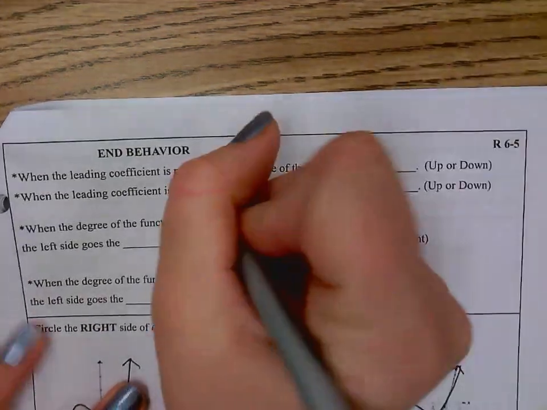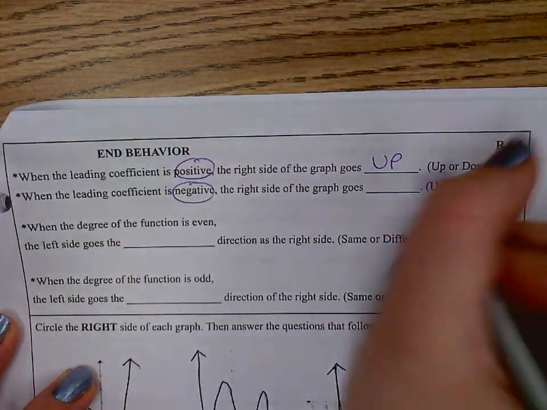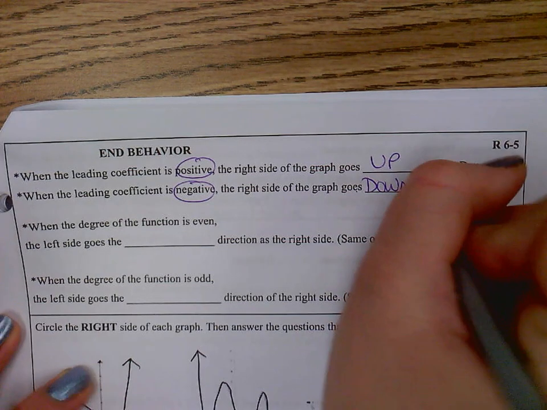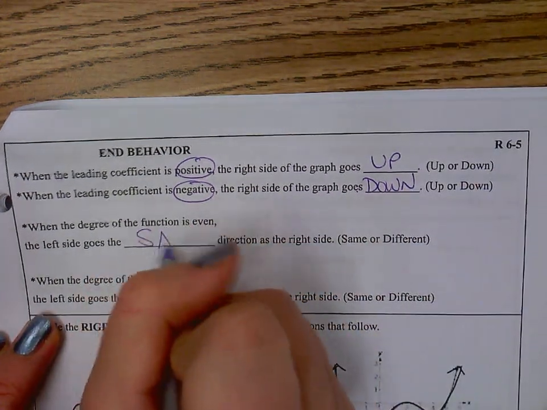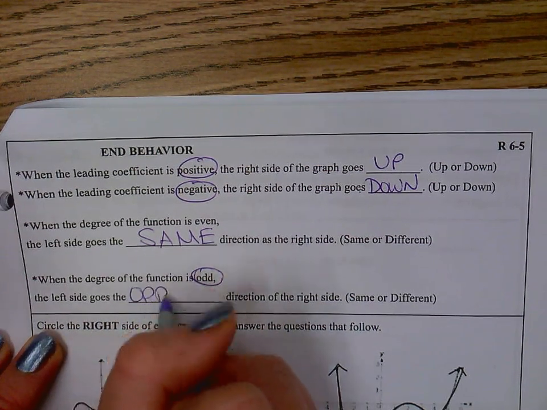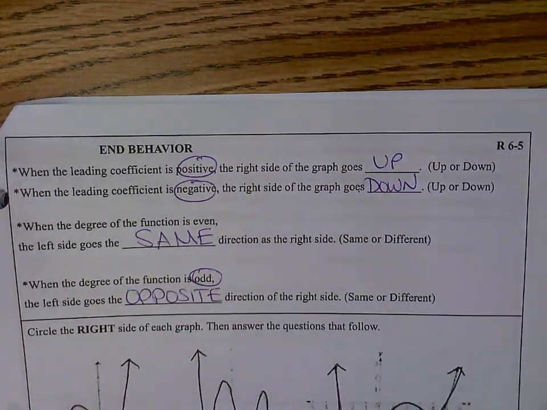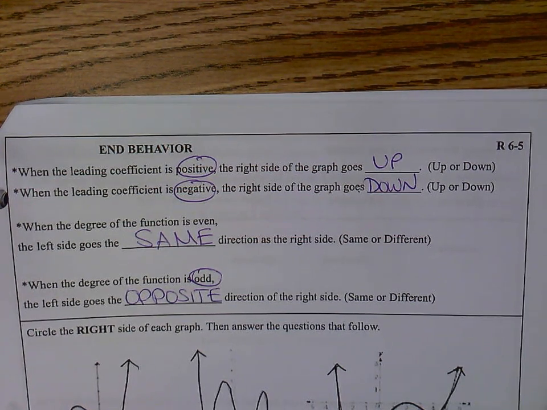If the leading coefficient is positive, the right side goes up. If it's negative, it goes down. When the degree is even, they go in the same direction, but when it's odd, they go in opposite directions. Everyone got that written down? So let's do an example together.